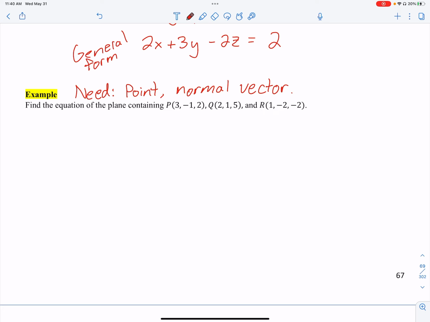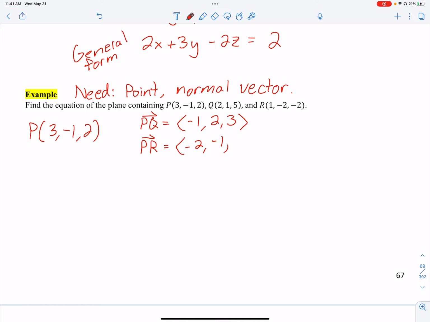So we'll use point P. I'll write that, 3, -1, 2. We'll use that point. And then we're going to create some vectors. PQ is a vector in the plane. So let's do that. 2 minus 3 is -1. 1 minus -1 is 2. 5 minus 2 is 3. That is just subtracting Q minus P. That is a vector in the plane. PR is also a vector in our plane. 1 minus 3 is -2. -2 minus -1 is -1. And -2 minus 2 is -4. These are vectors in the plane.